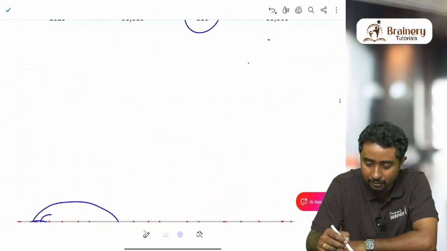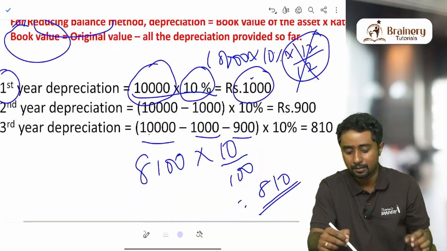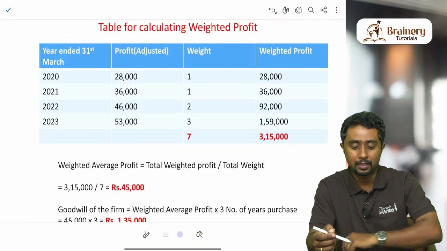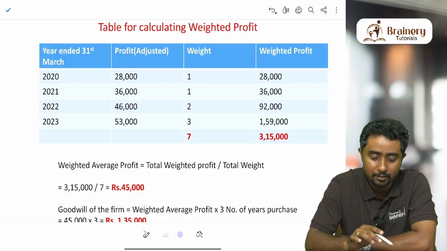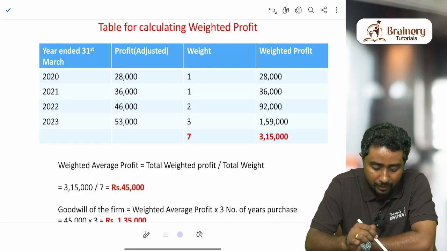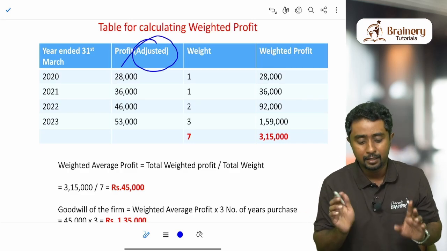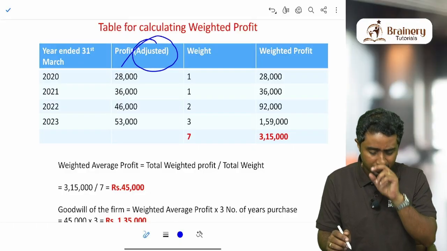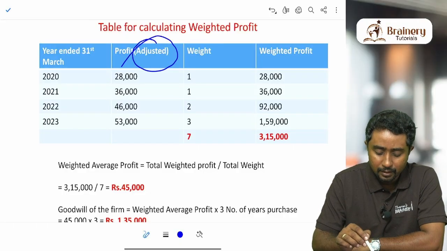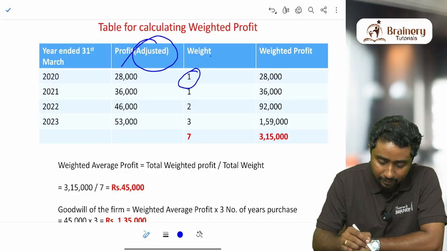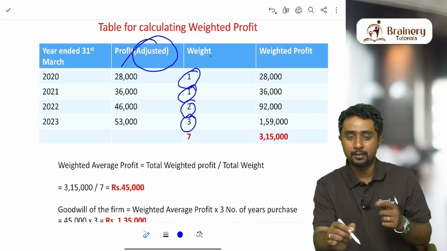Now that we have all these values, the next step is to calculate the weighted average profit. Nothing else is left because we have all the correct profits. How to calculate weighted average profit? We will create a table like this: first the year column, then the profit column. I have mentioned it as adjusted profit because we have corrected some mistakes and found this profit. That is why it is called adjusted profit. You don't have to mention that, I just mentioned it to make you understand. Then weights are given. We already discussed the weights according to the question: the first 2 years 1 and 1, and the remaining 2 years 2 and 3.